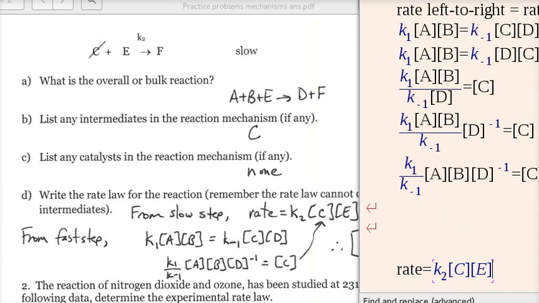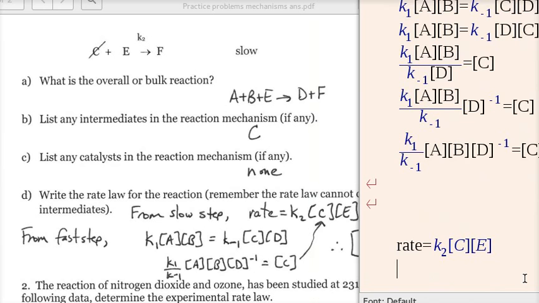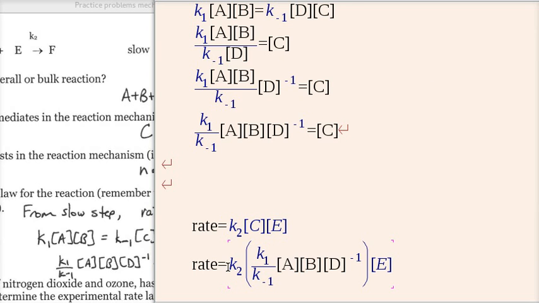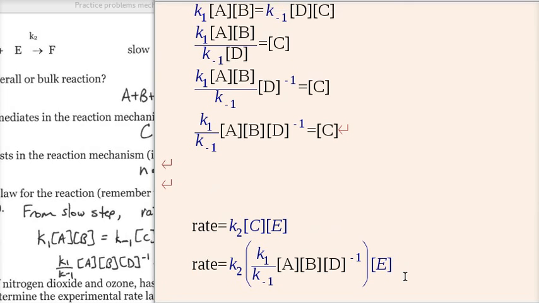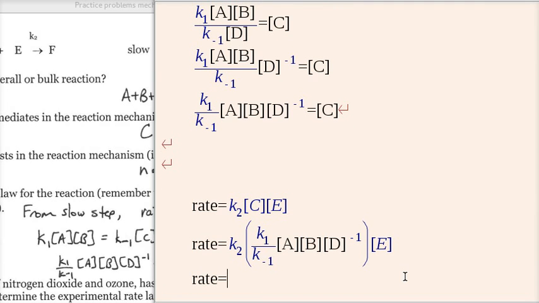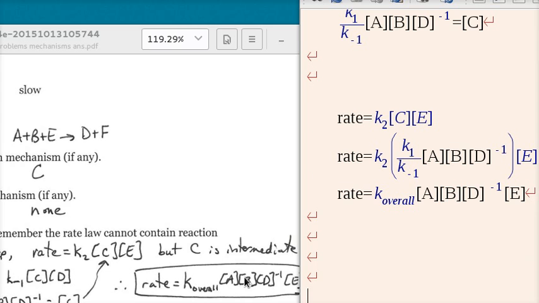So we take our wonderfully short rate law and then we plug in that mess. There it is with the mess plugged in. And then we can combine all the k's together because why not? Makes it easier to write. And we'll call that k overall. And there you have it.